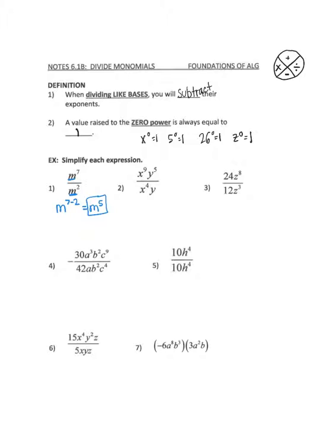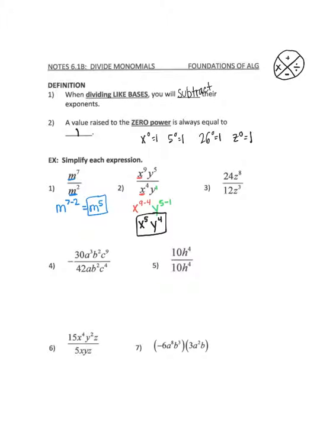So if we look at number 2, we're going to start with our x's. Our x's have like bases, so I can combine those. I have x to the 9th minus 4. Then same with the y's, I can combine those. Y to the 5th minus, and remember if there's nothing there, that's a y to the 1st, so I subtract 1. So my final answer here, 9 minus 4 gives me 5, and then 5 minus 1 gives me 4.